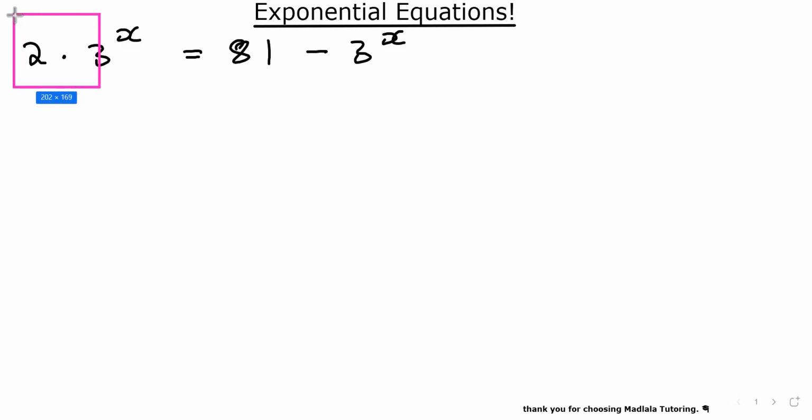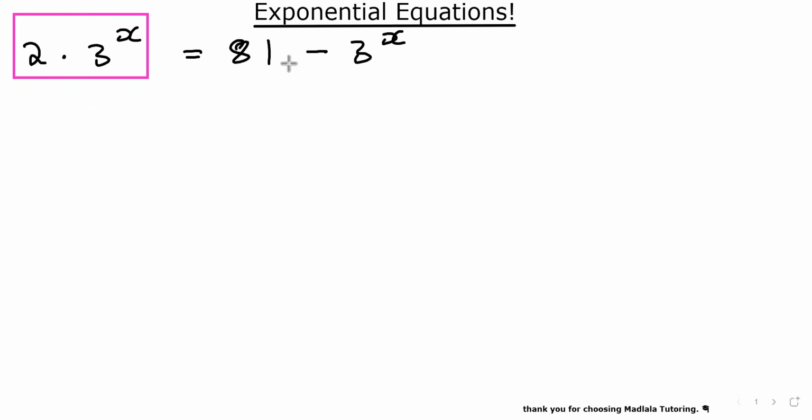Imagine, let's say you are seated peacefully in the exam, minding your own business, and they decide to ask you to please solve for x in this case. So we have 2 times 3 to the x, which is set equal to 81 minus 3 to the x, all right? Now, looking on the left-hand side of this equation, we can see that we have one term.